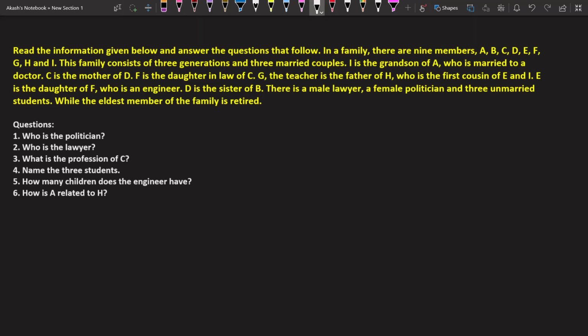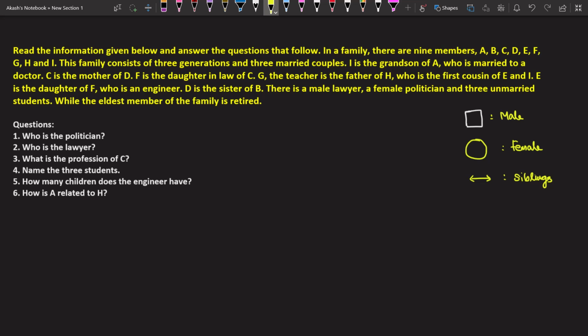For example, if a person is a male, he will be represented inside a square or a rectangle. A female will be represented inside a circle. Then if two persons are siblings, the siblings are connected or represented by using a double-headed arrow.